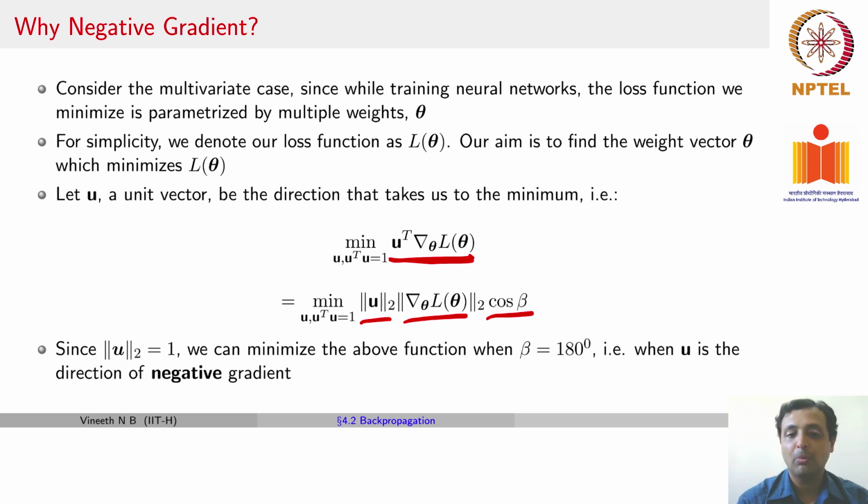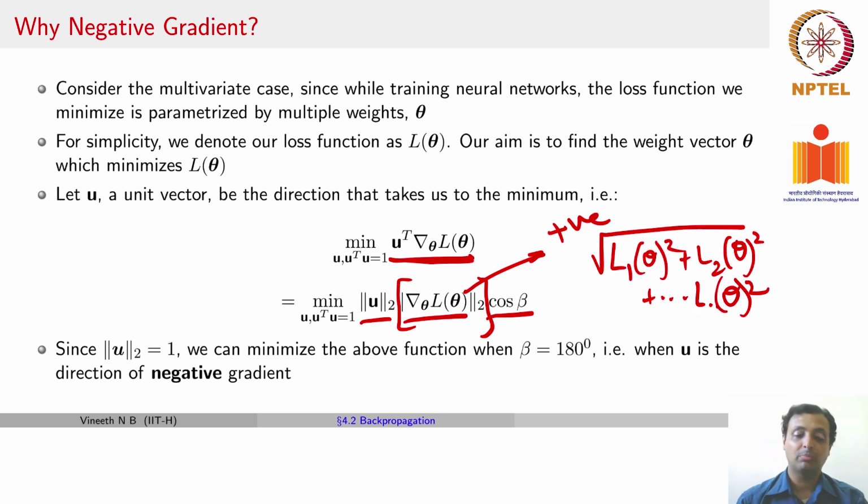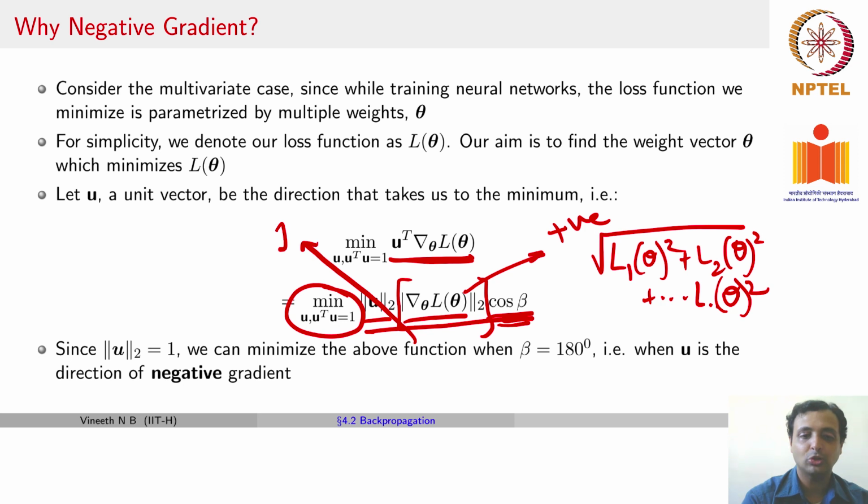Clearly, we know that the 2 norm is a positive quantity. Because remember, the 2 norm in standard definition is simply the square root of L1 theta squared plus L2 theta squared, and so on and so forth, depending on how many components L had. This is your standard 2 norm definition, and that quantity is a non-negative quantity. So we ideally want to minimize this dot product. Because u is a unit vector, the only way we can minimize this quantity is to make cos beta be minus 1. You remember, the 2 norm of u has value 1 because u is a unit vector.